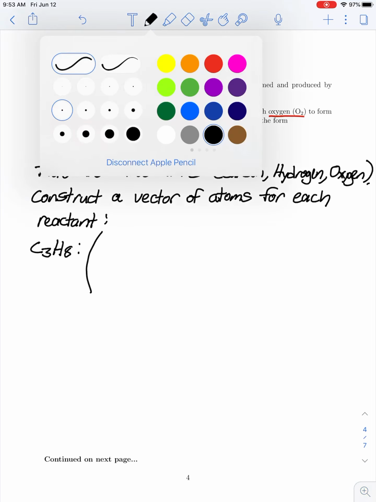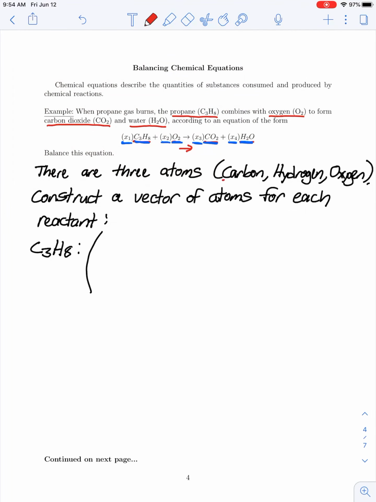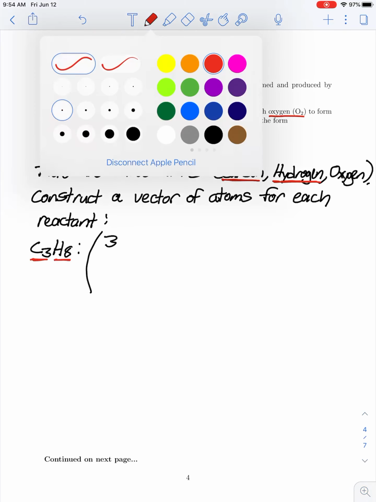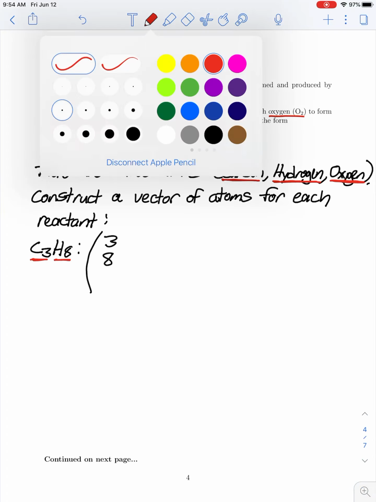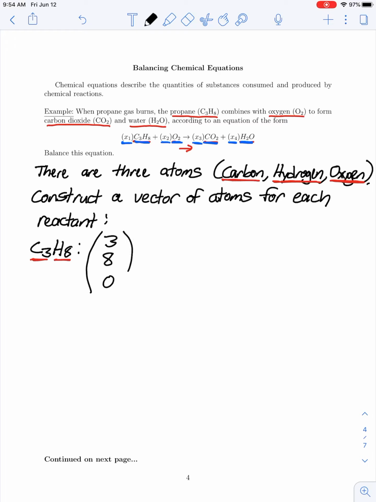I'm going to construct a vector giving me the number of carbon, hydrogen, or oxygen atoms for each reactant. For propane, for our first atom, carbon, we had 3 carbon atoms. So the first entry of this vector will be a 3. Our second atom is hydrogen, and here we had 8 atoms of hydrogen. So my second entry of this vector will be 8. And then our third atom was oxygen.